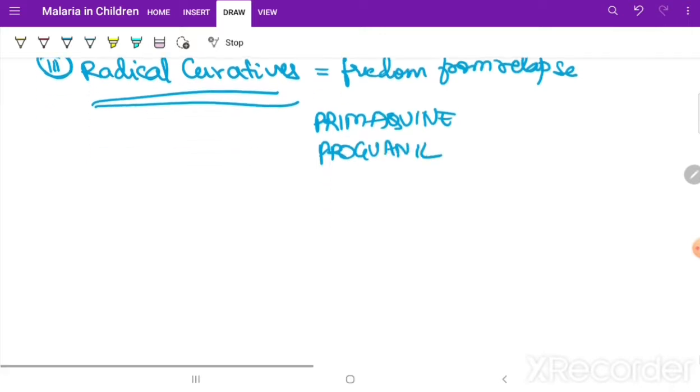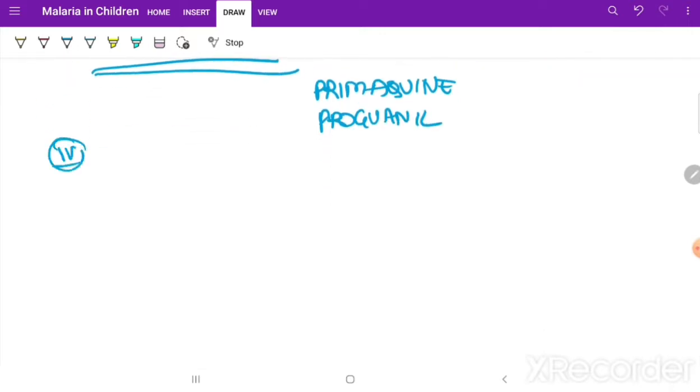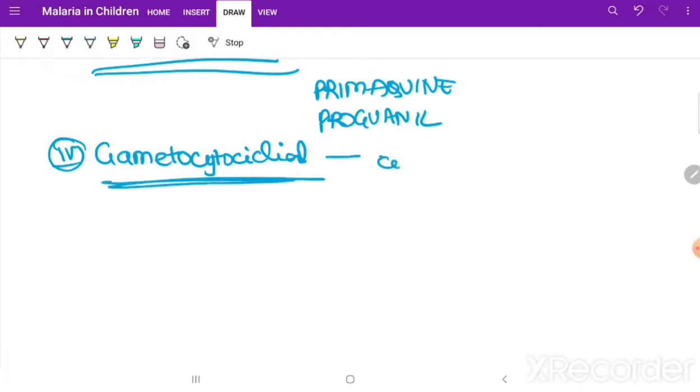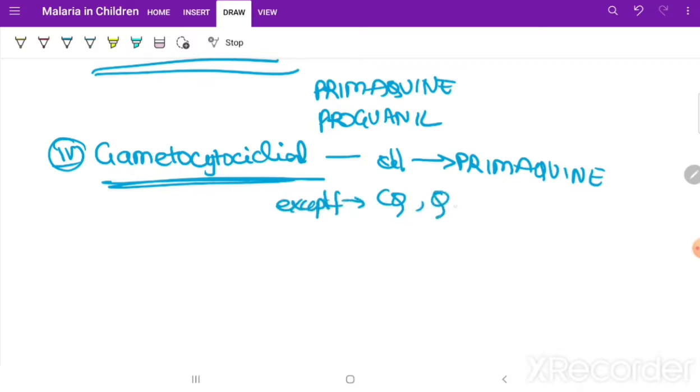Okay. Next, number 4 is gametocytocidal. For gametocytocidal, for all species we have primaquine. For all species except for falciparum, we have chloroquine. Except falciparum, we have chloroquine, quinine and artesunate. These can kill. Okay, gametocytocidal.